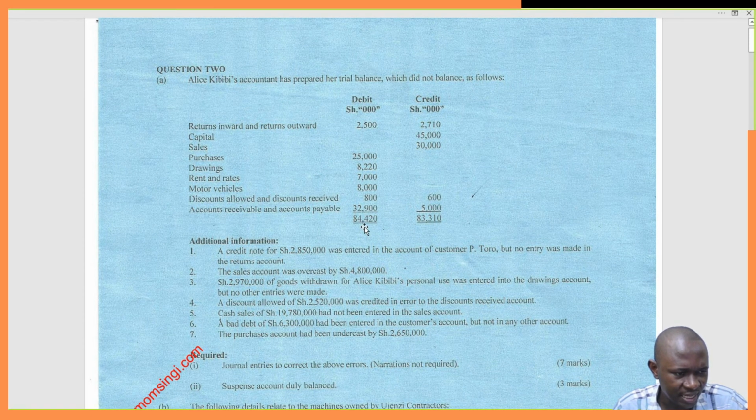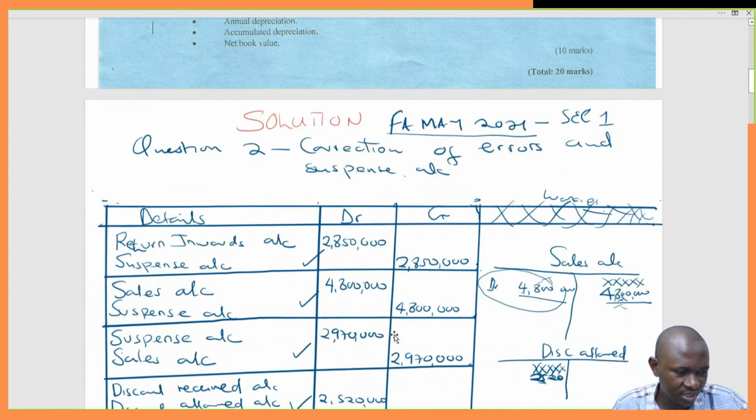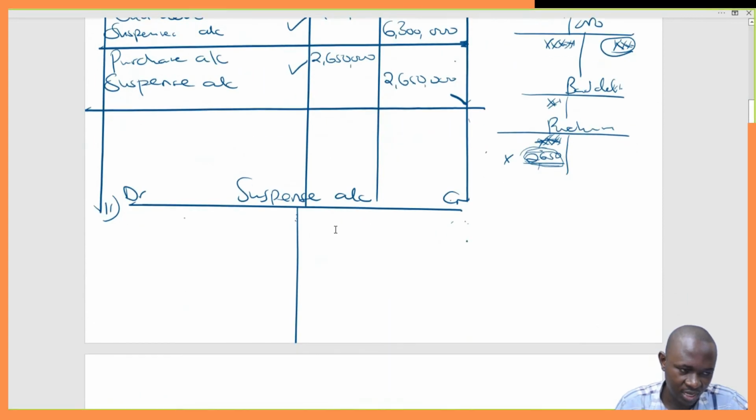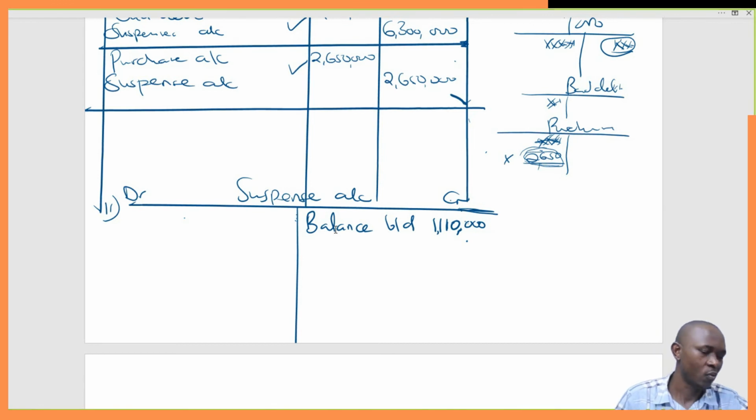In this case, look at the side which has a deficit, the smaller figure. And you can see it's the credit side. And the deficit was 84,420 minus 83,310. You can see the difference is clearly 1,110 between these two. So we'll have suspense account with a credit balance of 1,110. So when you come here, you simply say balance brought down, 1,110. Like that. And because we were working with all the zeros, we will continue the zeros, we will not restrict. So 1.11 million.